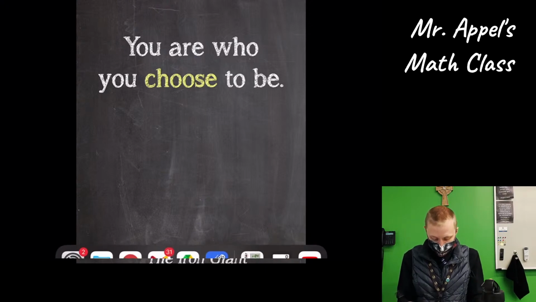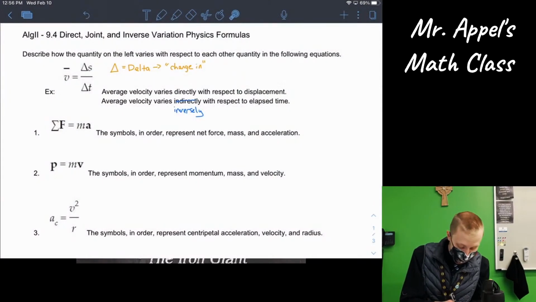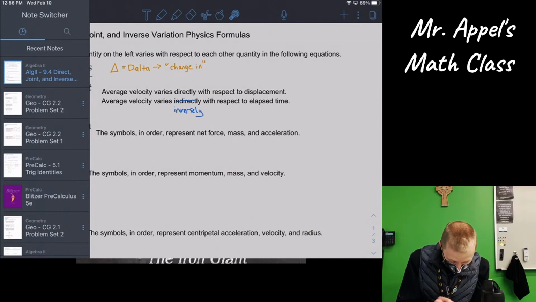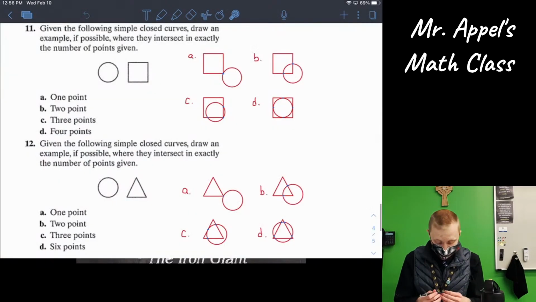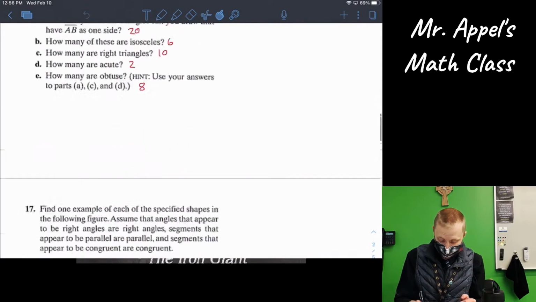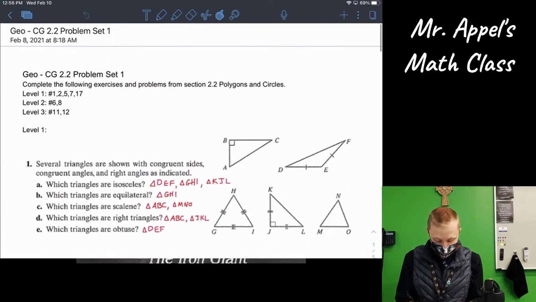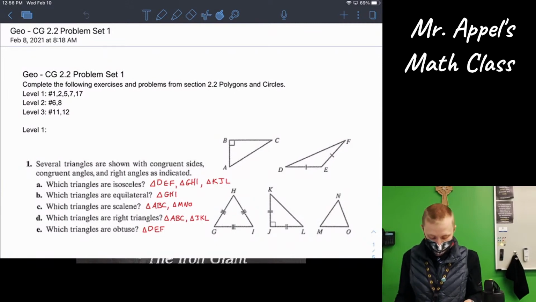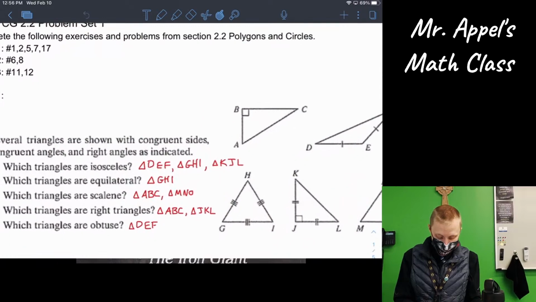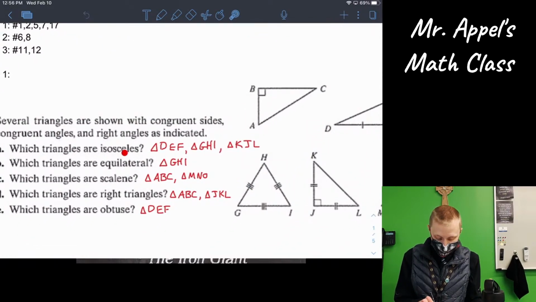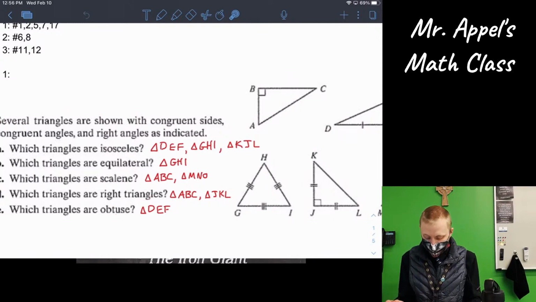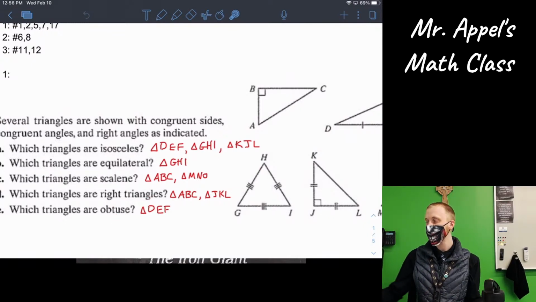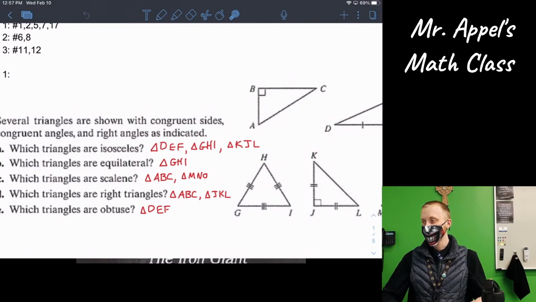Anyways, so here we go. Not the algebra stuff. 2.2 problem set 1. There they are. Spoilers, that's the last of it. So let's get to the top. Several triangles are shown with congruent sides, congruent angles, right angles, all indicated. Where are the isosceleses, the equilaterals, the scalenes, the right triangles, any obtuse triangles? Here they are. Go ahead and compare that to yours.